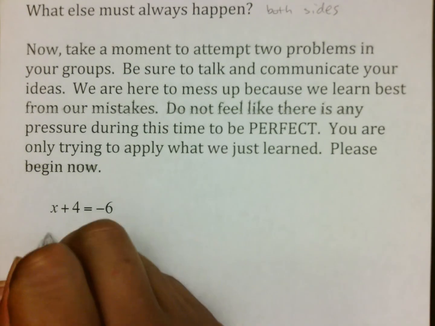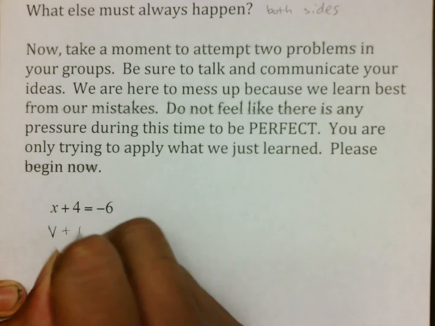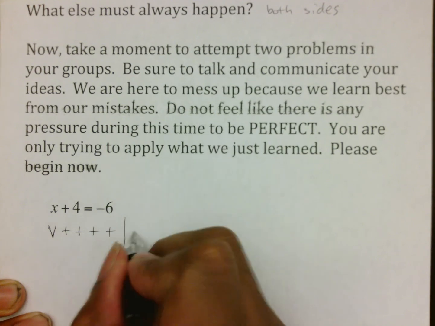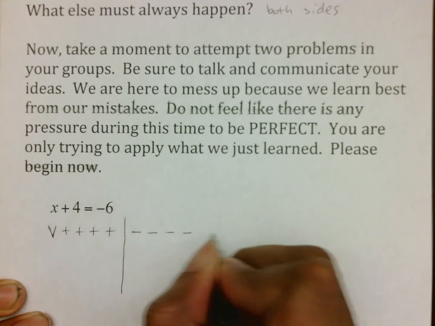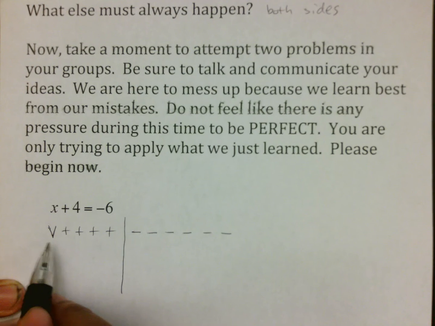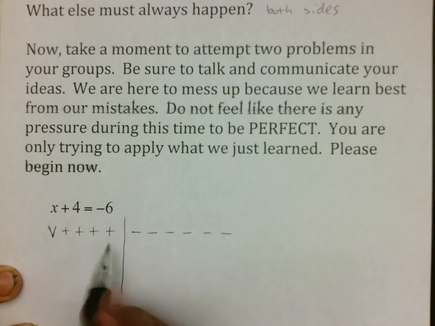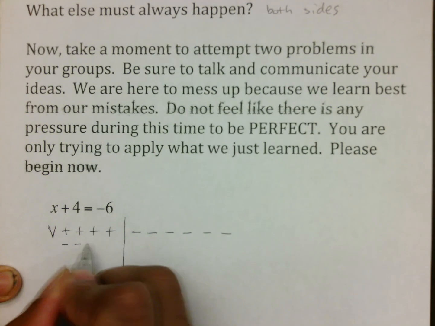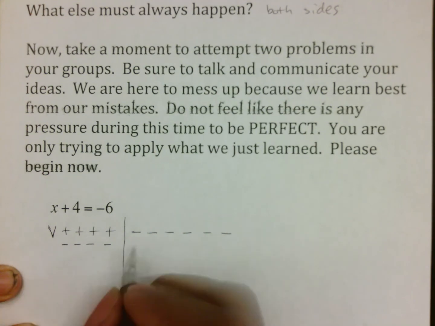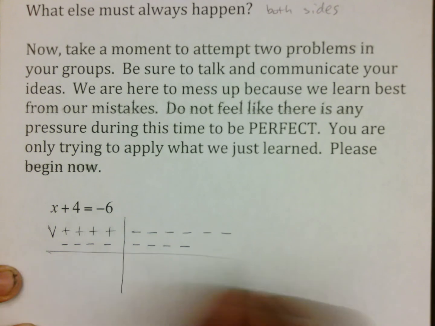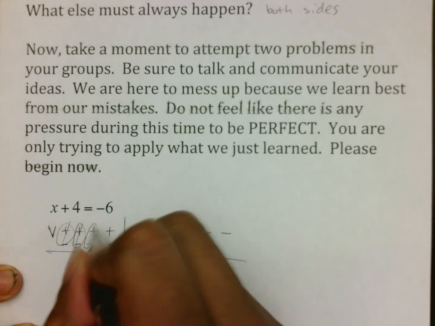If you're going to model this, x, 4 pluses, equals means put a wall, negative 6: 1, 2, 3, 4, 5, 6. Again, we want to get the cup alone. In order to get the cup alone, we must move these 4 pluses. The way we move 4 pluses is by adding 4 negatives, but we have to add 4 negatives to both sides. We cancel out all of our 0 pairs.